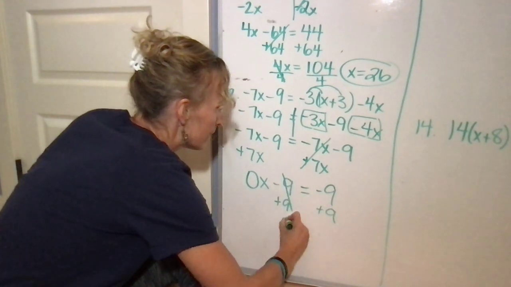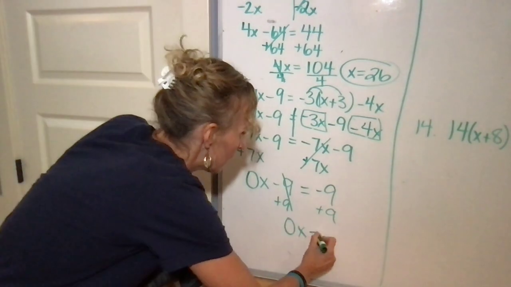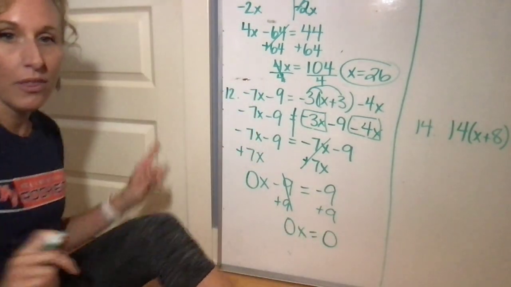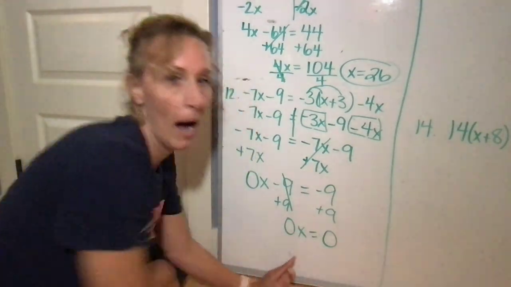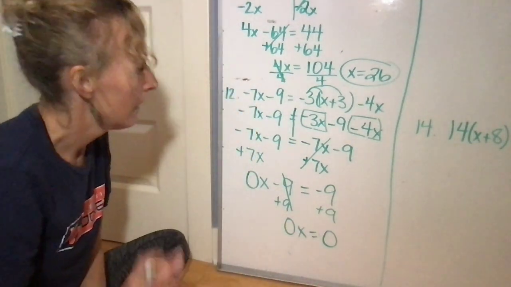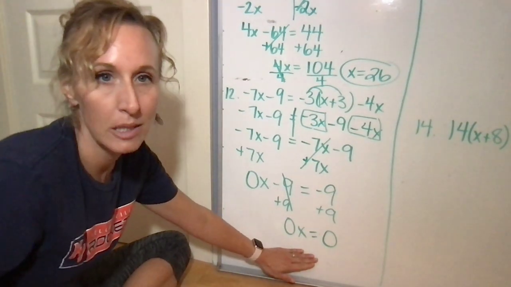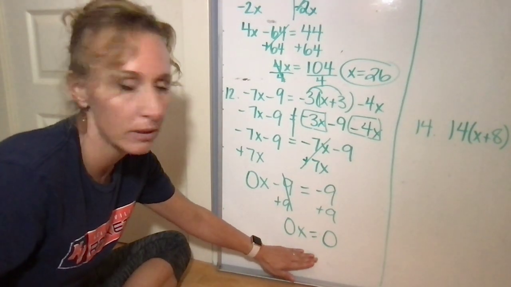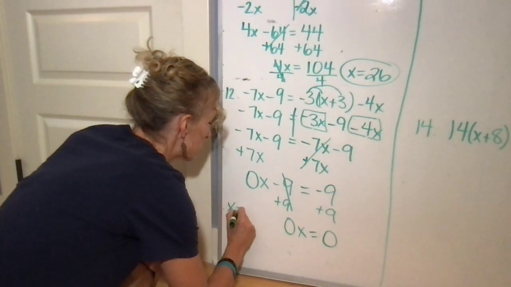Okay, now I have 0x. What's negative 9 plus 9? It's 0. All right, equals 0. This should look weird. If you end up with a 0 on both sides, the last lesson that you learned, it equals something special, right? A 0 on both sides means x equals infinite solutions.